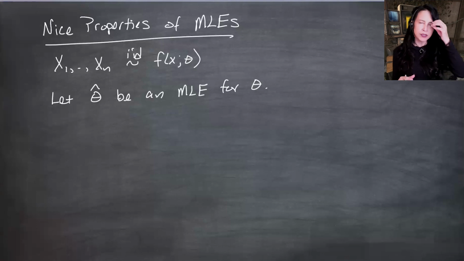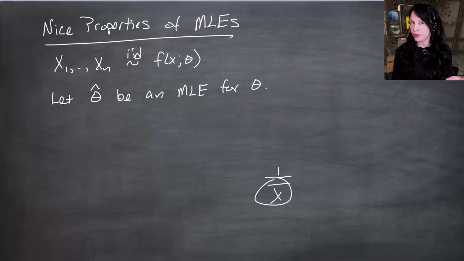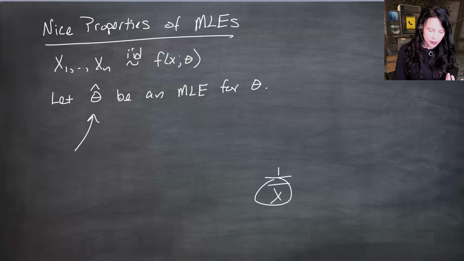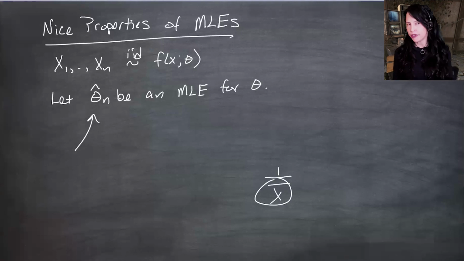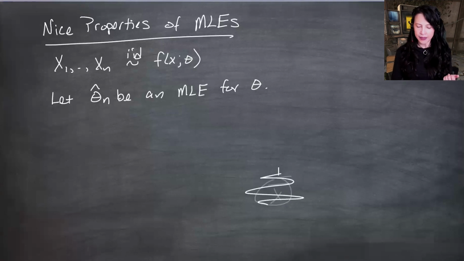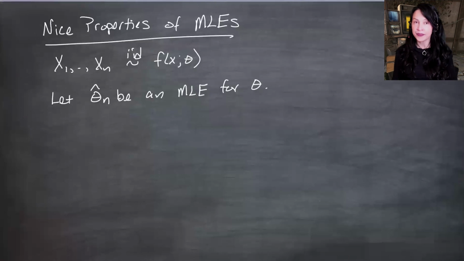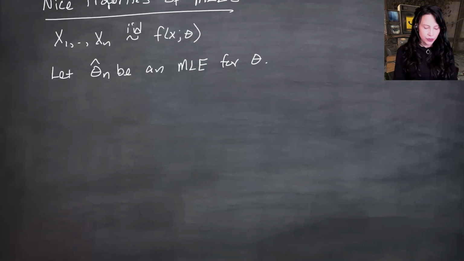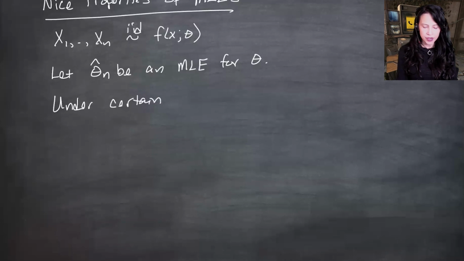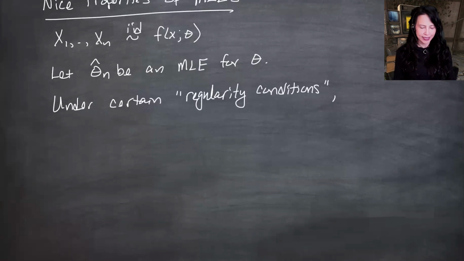All of our MLEs depend on the sample size, like 1 over X bar. This was a sample mean of n things. So I am going to go back here and put a subscript n on here to really emphasize the dependence on n. Otherwise, nothing's changed. It's just a new notation. So under certain regularity conditions, we have a bunch of properties.